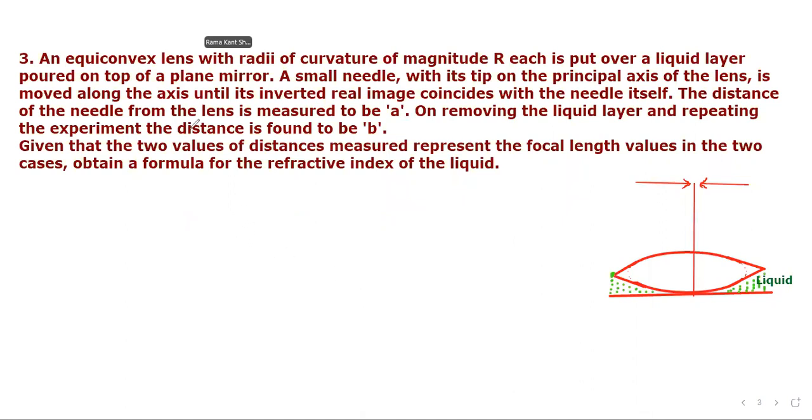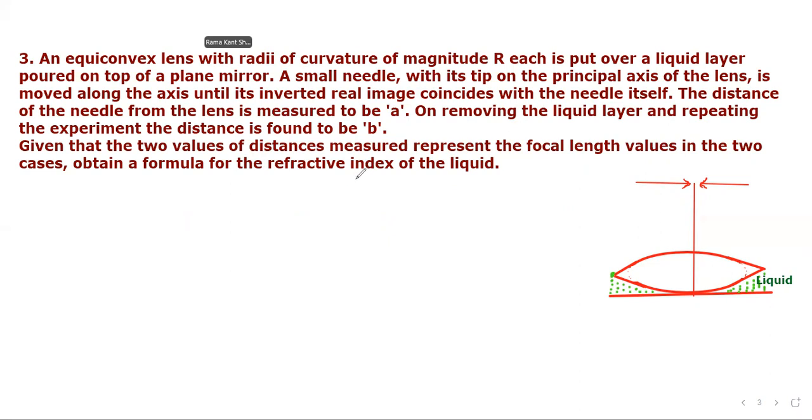Question number 3. An equiconvex lens with the radii of curvature of magnitude r each is put over a liquid layer poured on top of a plane mirror. A small needle with its tip on the principal axis of the lens is moved along the axis until its inverted real image coincides with the needle itself. The distance of the needle from the lens is measured to be a. On removing the liquid layer and repeating the experiment, the distance is found to be b. Given that the two values of distances measured represent the focal length values in the two cases, obtain a formula for refractive index of the liquid.